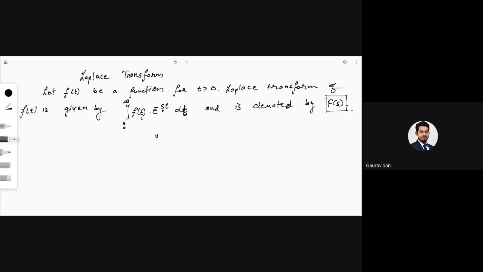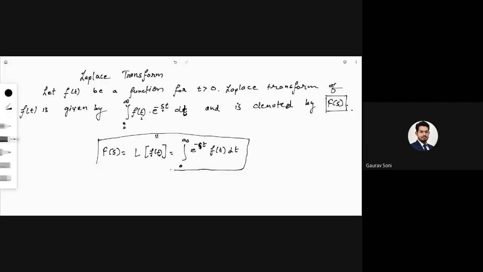You have to understand this notation very carefully. So capital F of s, which is the Laplace transform of small f of t, is given by integration 0 to infinity e to the power minus st f of t dt. Remember this carefully. One and only definition which will be used everywhere, indirectly, not directly.